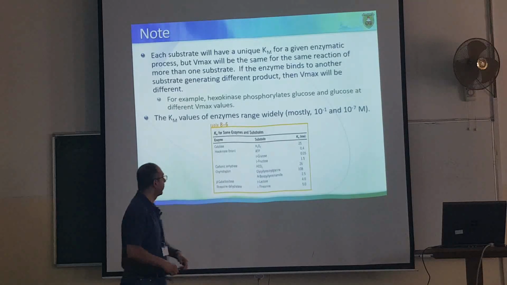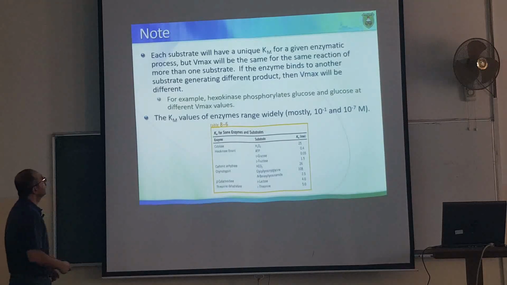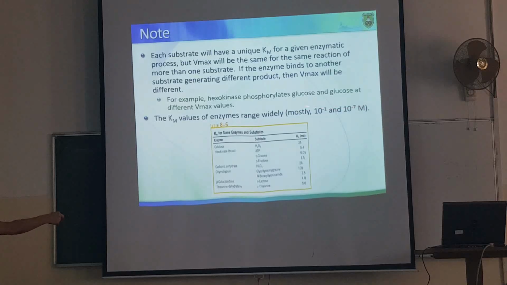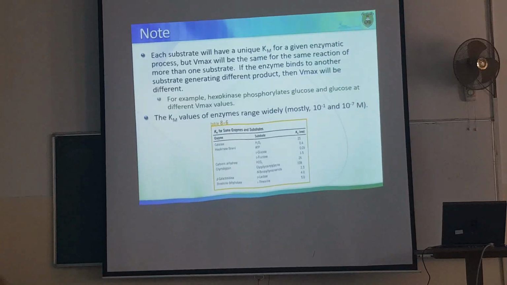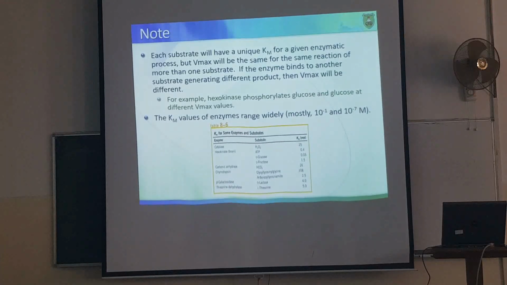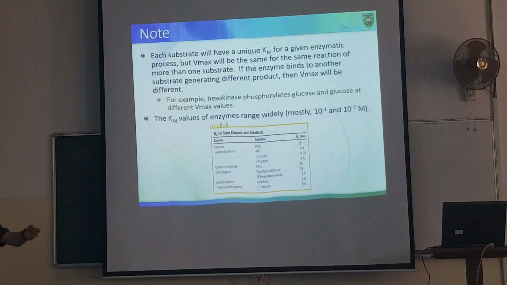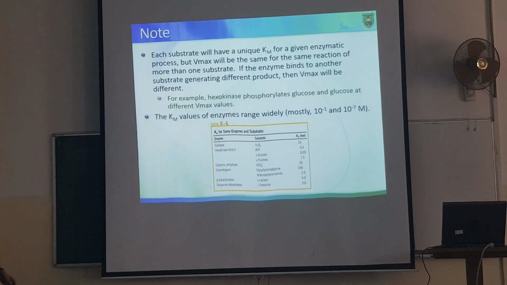فالرينج تبع الكي ام للانزيم 10 to the minus 1 ل 10 to the minus 7 او خلينا نحكي 10 to the minus 7 ل 10 to the minus 1 القليل للكثير.